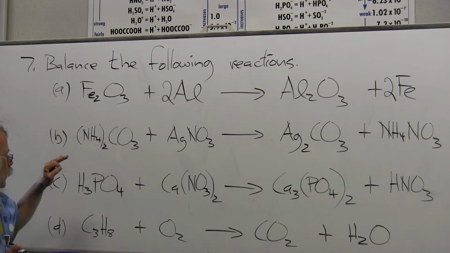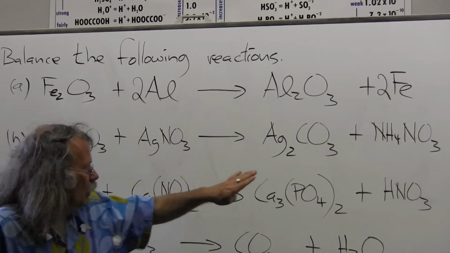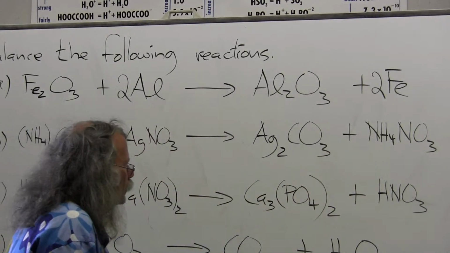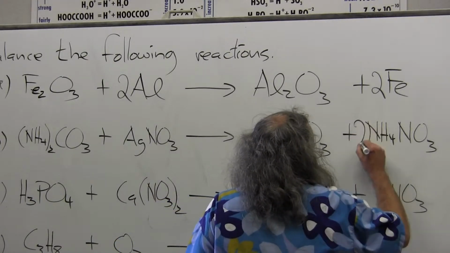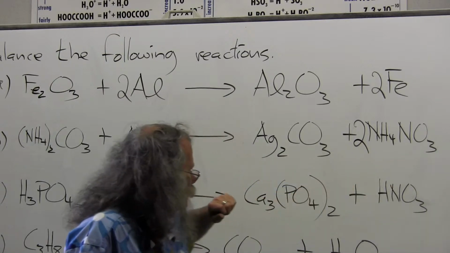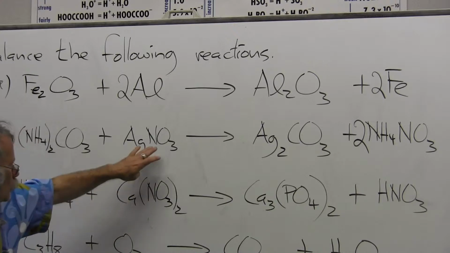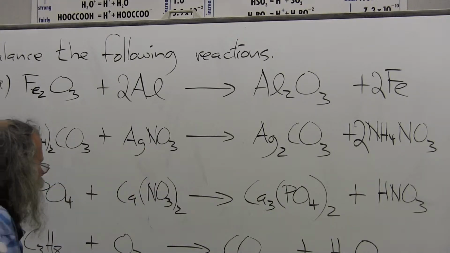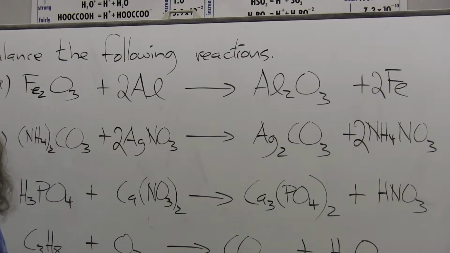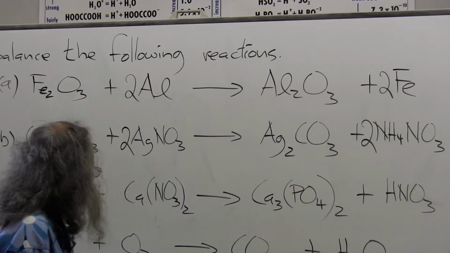Okay? And so I've got 2 ammoniums on the left. I've got 1 ammonium on the right. So I'm going to balance the ammonium first by placing a 2 in front of the ammonium nitrate. Now I've got 2 nitrates on the right and 1 nitrate on the left. So I will place a 2 in front of the silver nitrate, and now I've balanced the nitrate. So the ammonium is balanced and the nitrate is balanced.